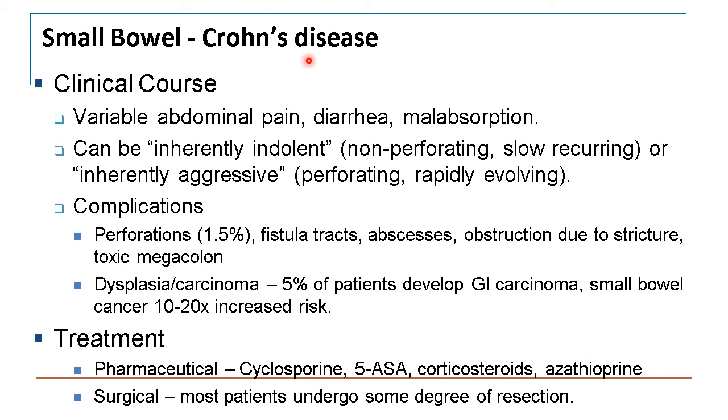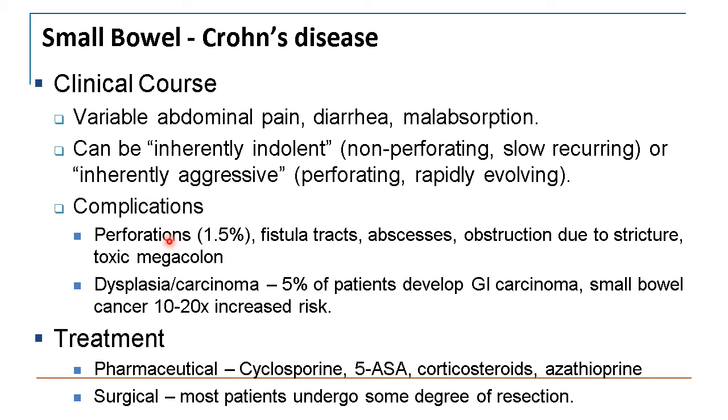Clinically, Crohn's disease can present with variable abdominal pain, diarrhea, and malabsorption. It can be inherently indolent with non-perforating, slow recurring disease, or inherently aggressive. There is a great variation in the clinical presentation of Crohn's disease. The aggressive one can present with perforated intestine and rapidly evolving course.